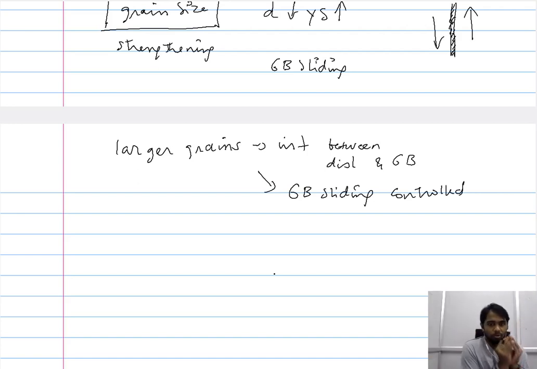Larger grains mean low grain boundary density, meaning the interaction between the dislocation and the grain boundary will be low, so the dislocation will not be much impeded by the grain boundary. However, when you consider the other condition of smaller grains, there will be a huge amount of grain boundary density. It will become more susceptible to grain boundary sliding. So a balance has to be achieved when you want a high temperature polycrystalline material. The grain size should consider the balance between these two parameters.